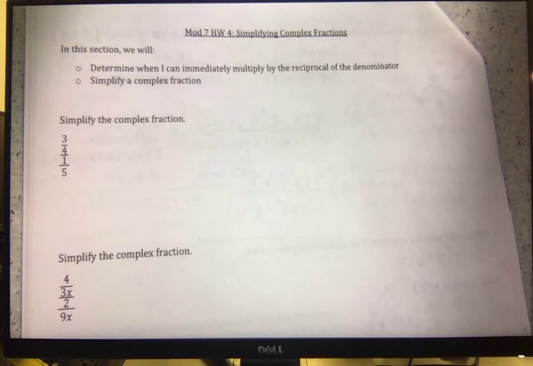So before we even get to the nitty-gritty of it, we have to think, what is a complex fraction? A complex fraction is just a fraction and a fraction. So for example, 3/4 over 1/5. We have a fraction on the top, a fraction on the bottom, so it's just a whole mess of fractions.